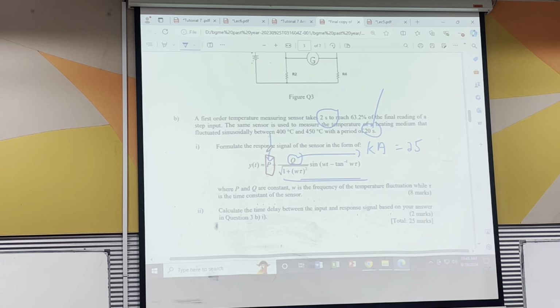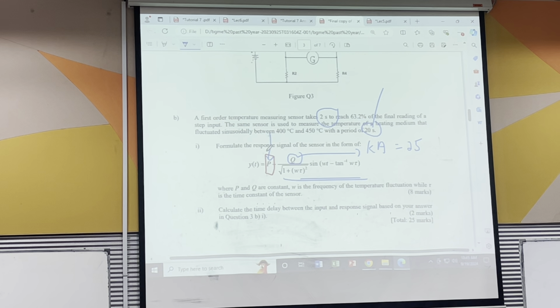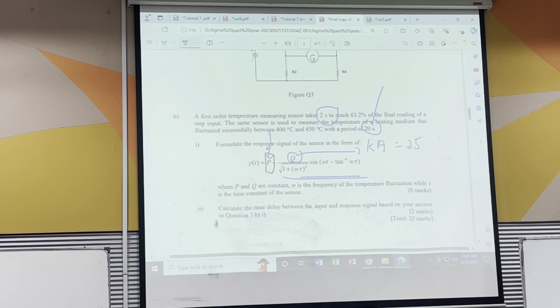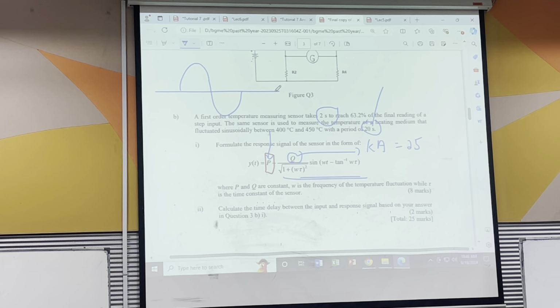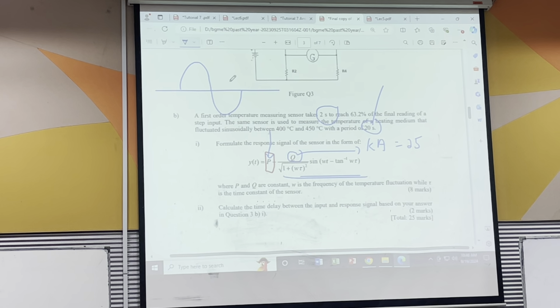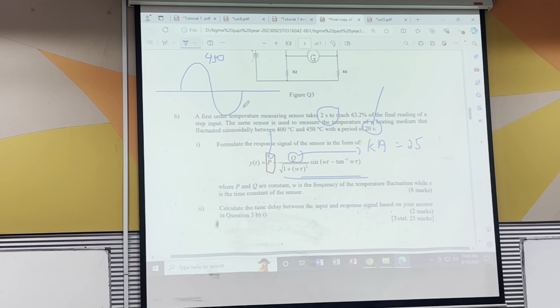Oh, figure already? Yes, Kenneth, explain to us what is this value of P there? Amplitude ratio? No, the maximum and minimum divided by 2. But why divide by 2? This is 450, and this is 400.